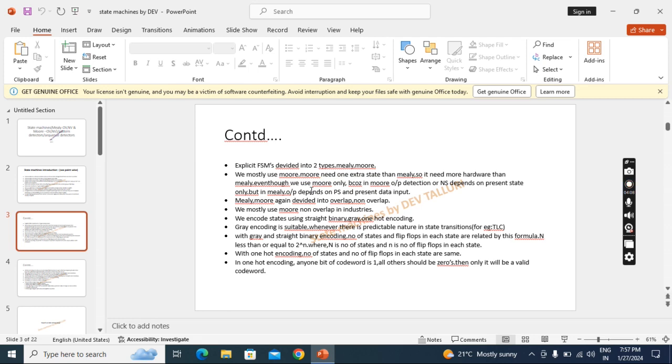Again, Mealy and Moore are divided into two types: overlap, non-overlap. We mostly use Moore non-overlap in industries, and we encode the states using either straight binary or gray code or one hot encode. That encoding you can see in further slides. Gray code encoding is suitable whenever there is a predictable nature of state transitions. Suppose you take a traffic light controller state machine, we can predict what the next state is. So in that kind of state machines only, gray code encoding is suitable.